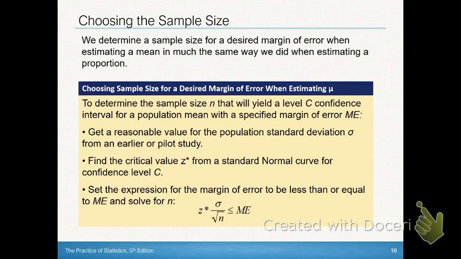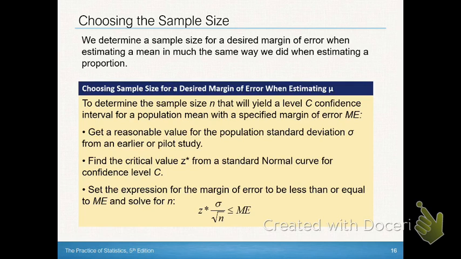Now, one thing to note is that we need to use a critical z-value rather than using a t-distribution, because in order to use a t-distribution, you need to know the sample size, and since that's what we're solving for, that's not going to work out. But essentially the process is the same.